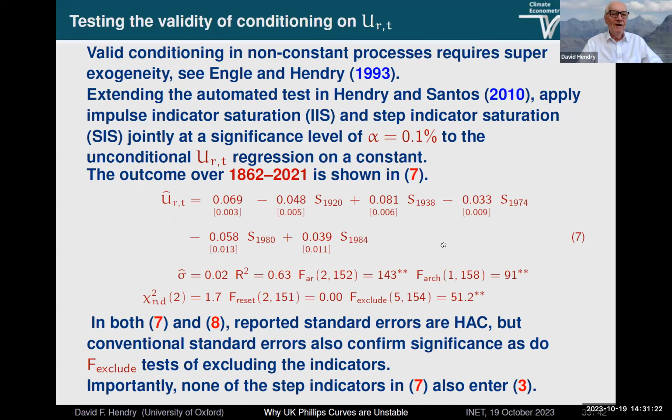Now, in order to see whether it's valid to do all of this, we need to show that U is super exogenous in the regression of our adjusted data on U. So to do that, we try to find out what are all the big shifts in U? Where did it change most unexpectedly? And these are the dates: 1920, 38, 74, 80, and 84. And they're very big changes and explain much of the variability of the unemployment rate.